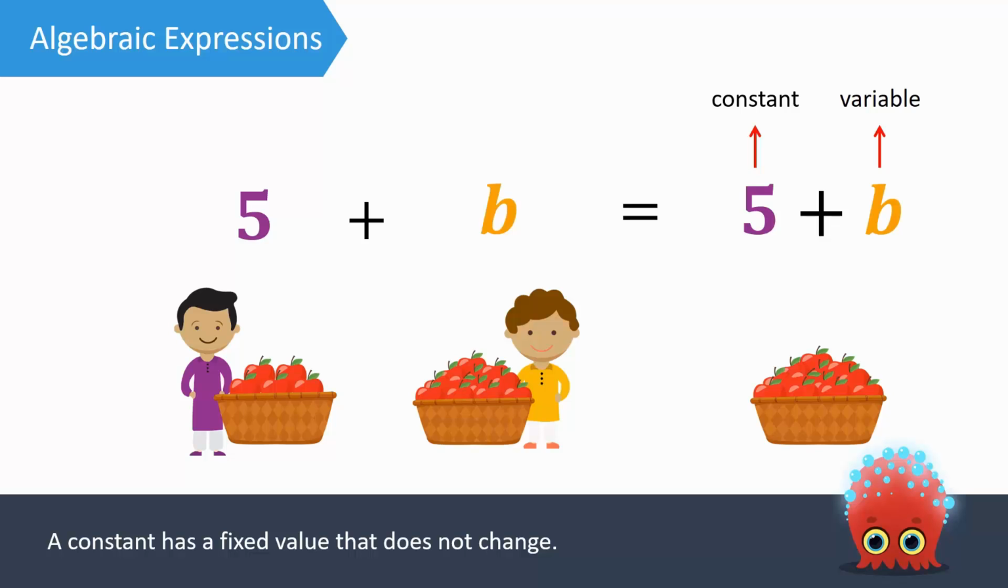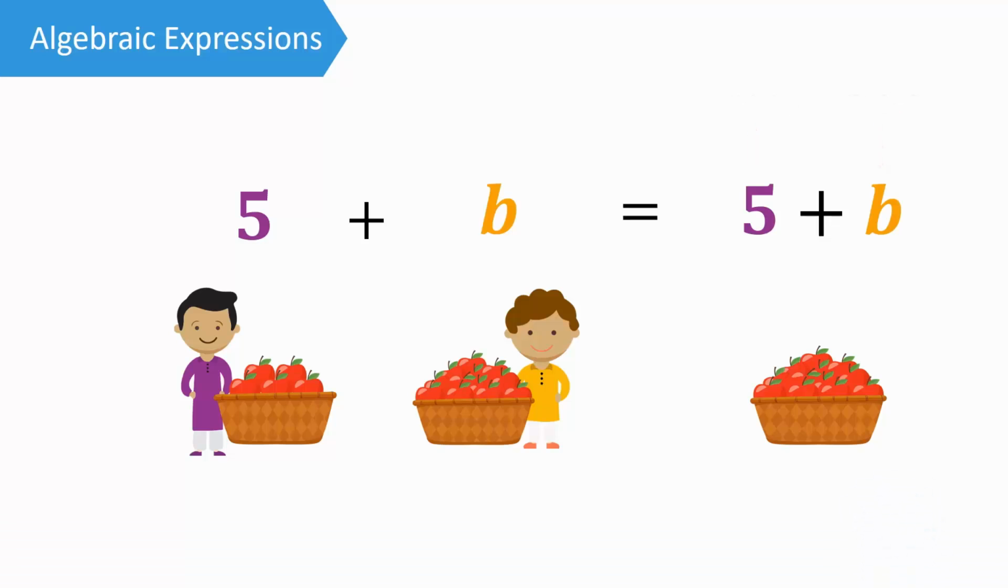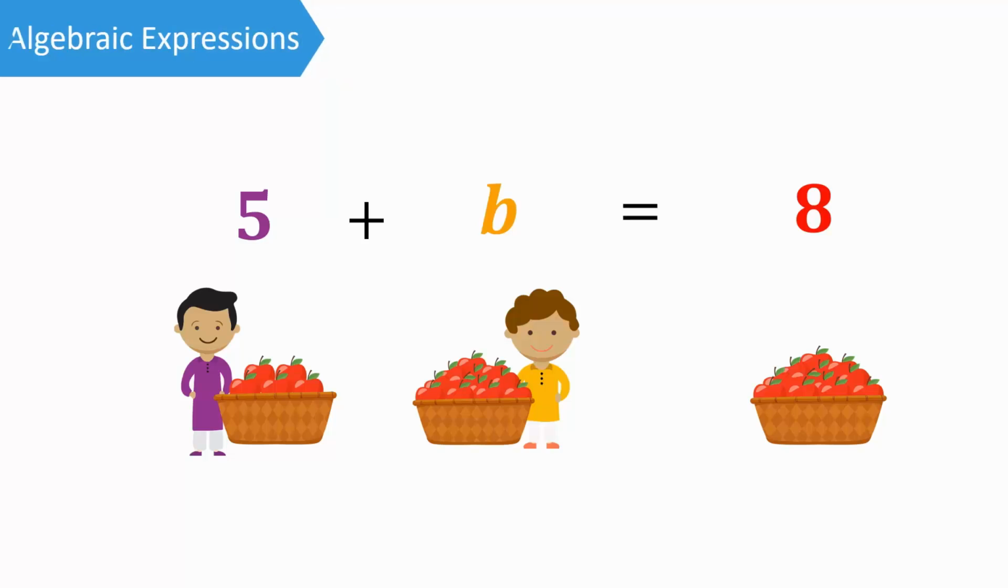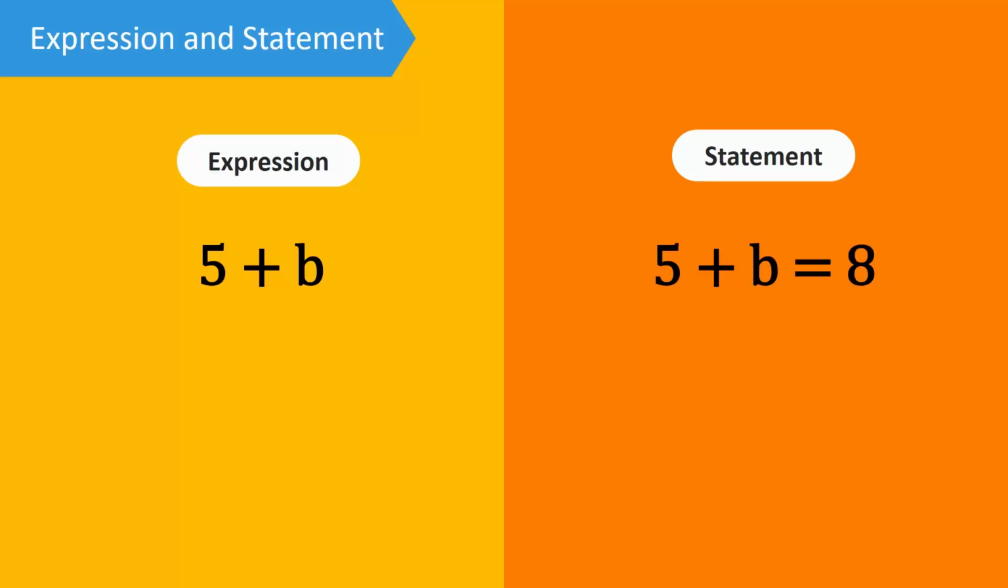Let's take this example further. Suppose the total number of apples Abdul and Badr have is 8. We can say that 5 plus B is equal to 8. This is called a statement. Let's place this statement side by side with the earlier expression and compare. Can you tell the difference between a statement and an expression?